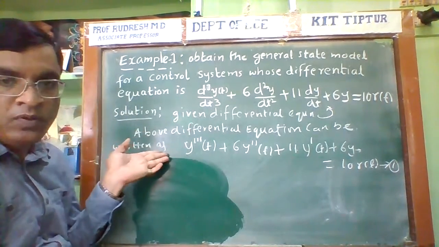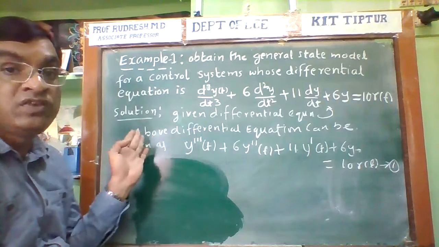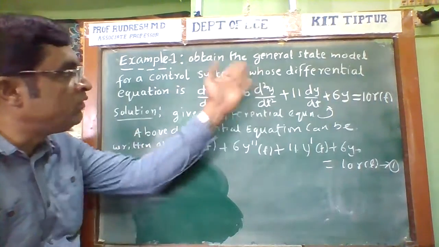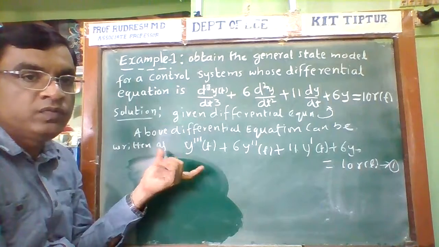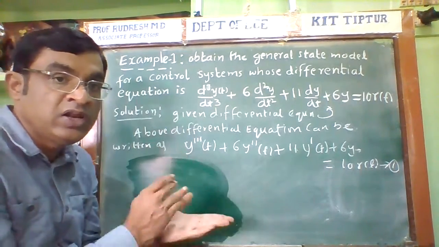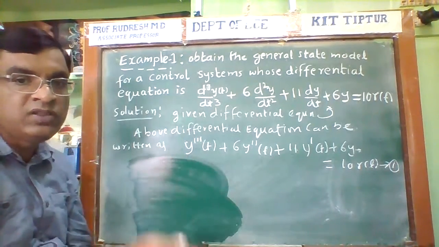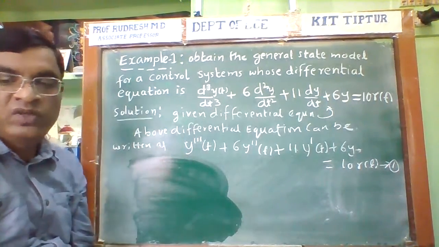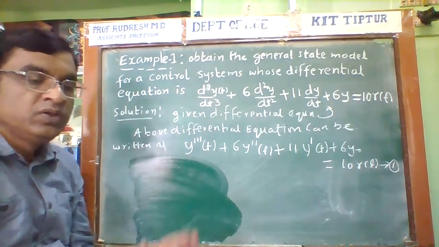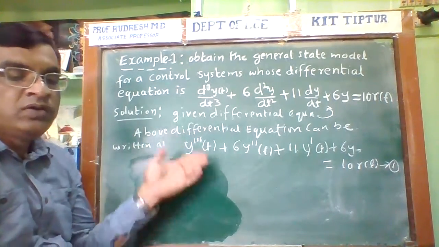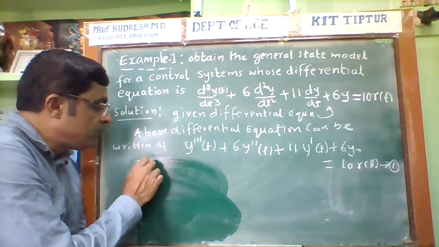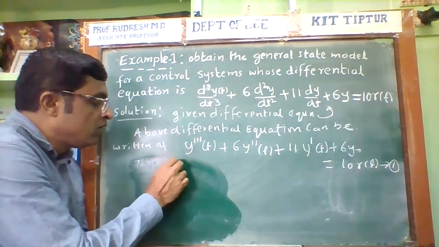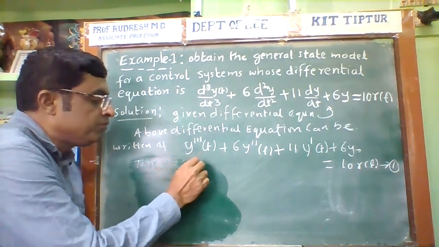So that is the first step. Now we need to choose the state variables. To develop the state model, we need to write down the state equation. The state equation is nothing but the linear combination of state variables and the input variables. Therefore, the next step is to choose the state variables. Now this is a third order system.